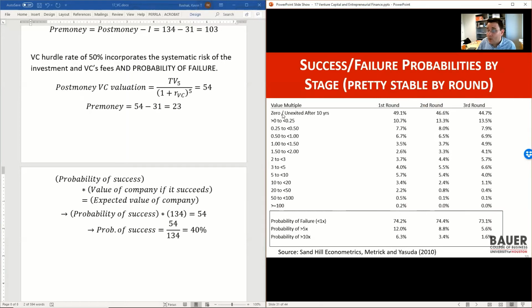Okay. We look at how often do VC investments get nothing back. You put $1 into a company. How often do you get $0 out of it? About half the time. For first round investments, it's 49% of the time VCs get no money back, 46% for second round, 44% for third round. So this is what I mean by it's pretty stable.